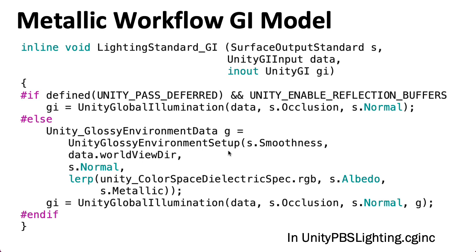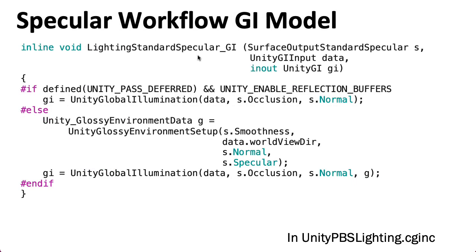This is something we looked at a little bit in the previous lecture. So Unity will take the name of your lighting model, add lighting before it, and then it will put an underscore GI after it. So you need to have a function like this. And for the specular workflow, you would need to have a similar kind of function, except here it's now standard specular. And I should mention these functions I found in Unity PBS lighting.